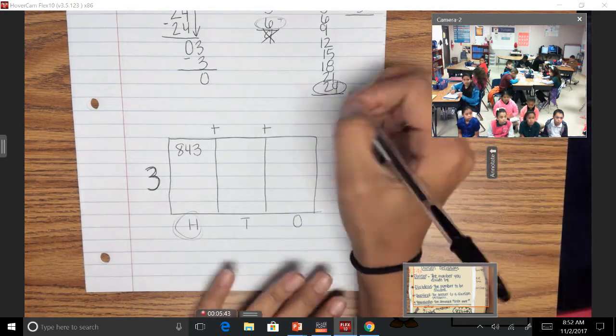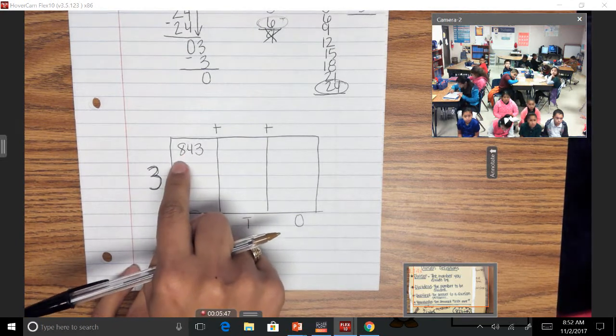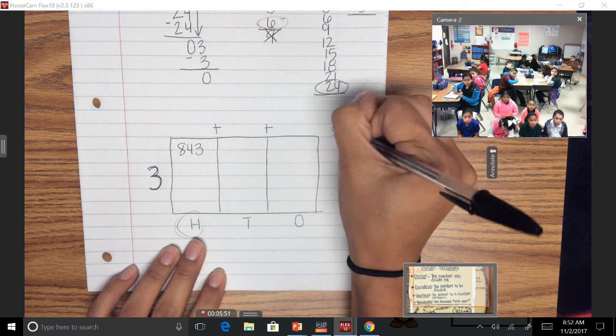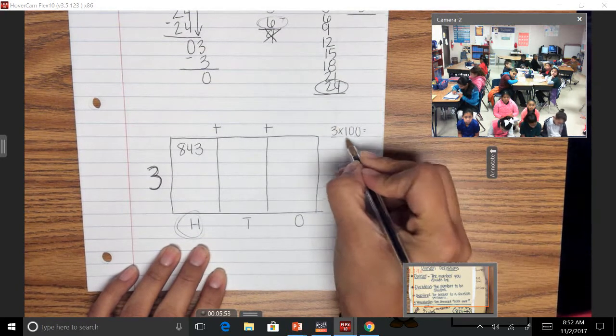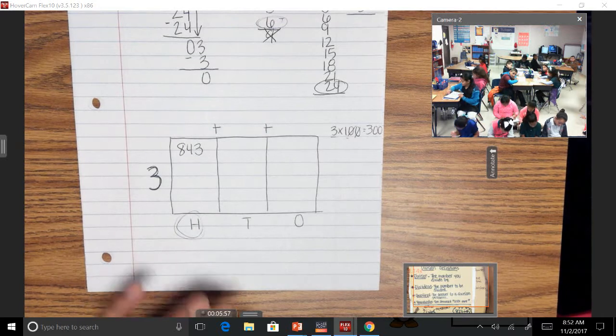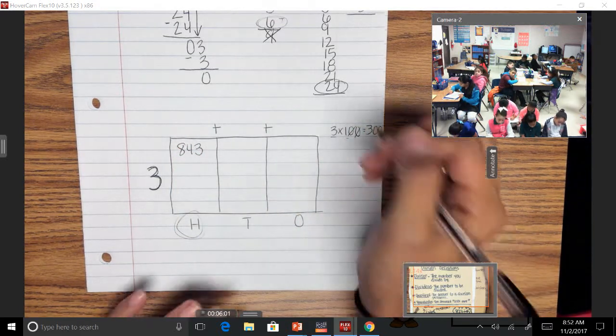Skip counting. This is what I mean. So we're in the hundreds. We're trying to get as close as possible to 843 without going over. So I'm going to say 3 times 100. 3 times 1 is 3, with 2 extra zeros. So 3 times 100 is 300. We can probably keep going. We need to get close to 843.